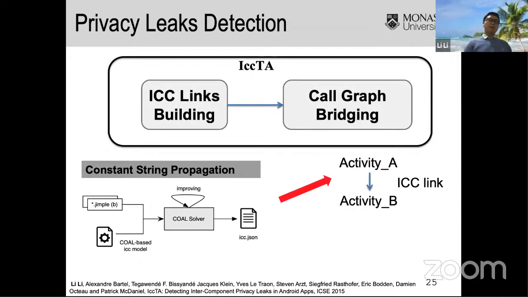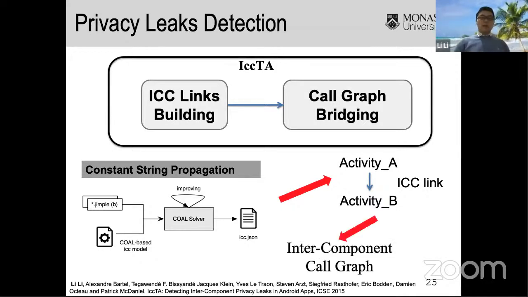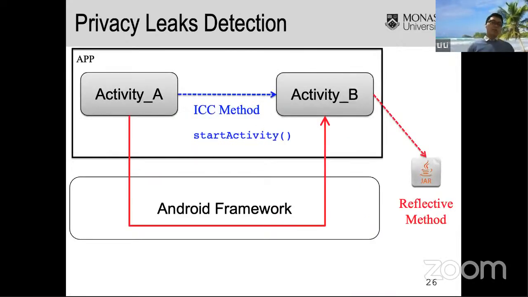And then, for example, this constant propagation will allow us to build a link like activity A statically. Activity A is going to communicate with activity B. And after that, we artificially enhance the traditional call graphs to build intercomponent call graphs, so as to support Droid to detect intercomponent privacy leaks. So that's the first work we introduced to the community through handling the intercomponent communication for detecting privacy leaks.